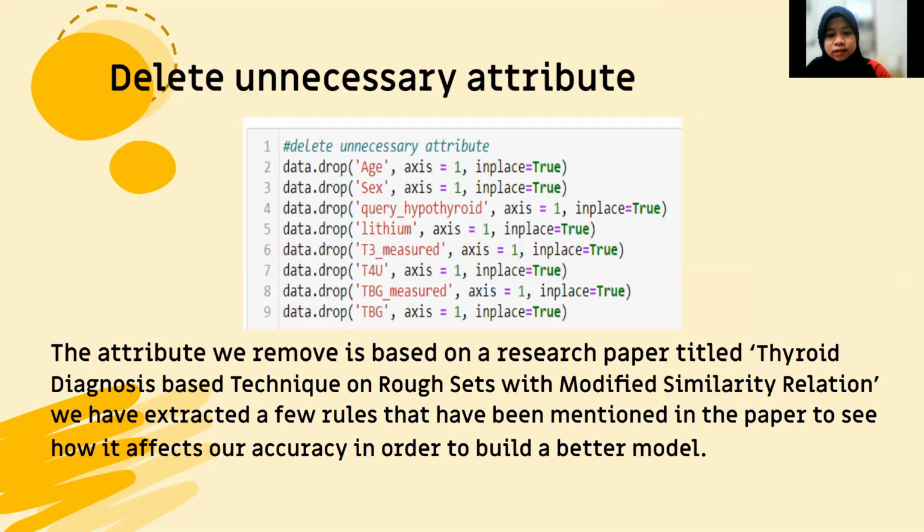Based on the research paper titled Thyroid Diagnosis Based Technique on Rough Set with Modified Similarity Relation, we decide to remove some of the attributes as they are unnecessary for our dataset. The 8 attributes that are shown in the slide are age, sex, query hypothyroid, lithium, T3 measured, T4U, TBG measured, and TBG. We have also extracted some rules that have been mentioned in the research paper to see how they affect our accuracy in order to build a better model.